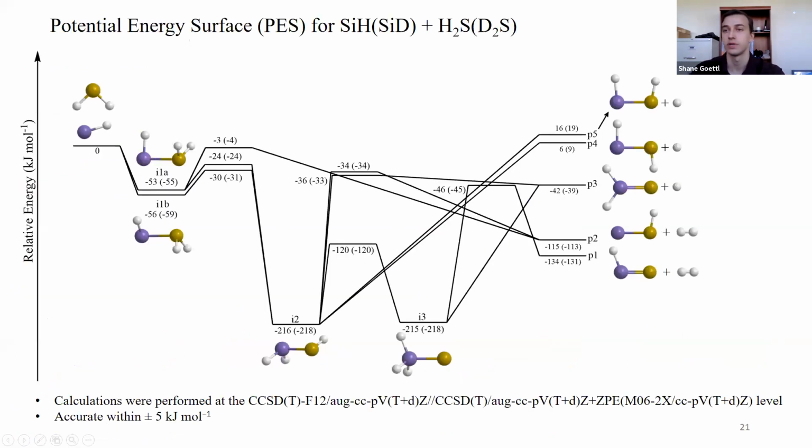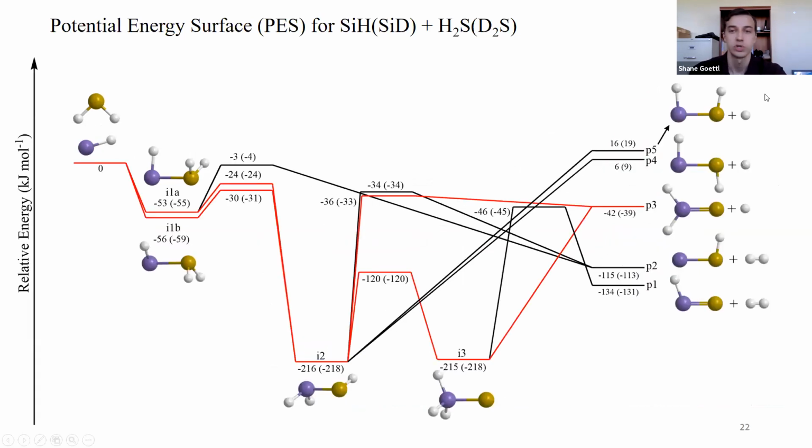So now let's talk about the potential energy surface in this case. So this is a doublet surface for the SID plus D2S reaction. Here we have a collision energy of 15.9 kilojoules per mole. And with that collision energy, products P1 through P5 could be formed. However, our experiments show the formation of at least P1 and P3.